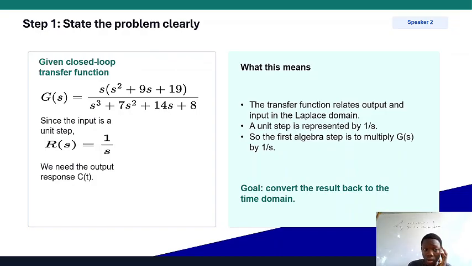I will restate the problem. We are given the closed loop transfer function G of S, and the input is the unit step. In the Laplace domain, the unit step is R of S, which equals 1 over S. Our goal is to find the output response C of t by first finding C of S and then taking the inverse Laplace transform.